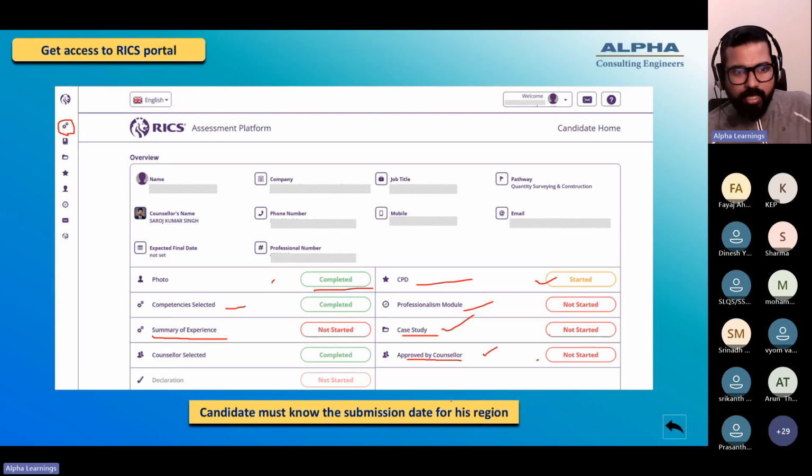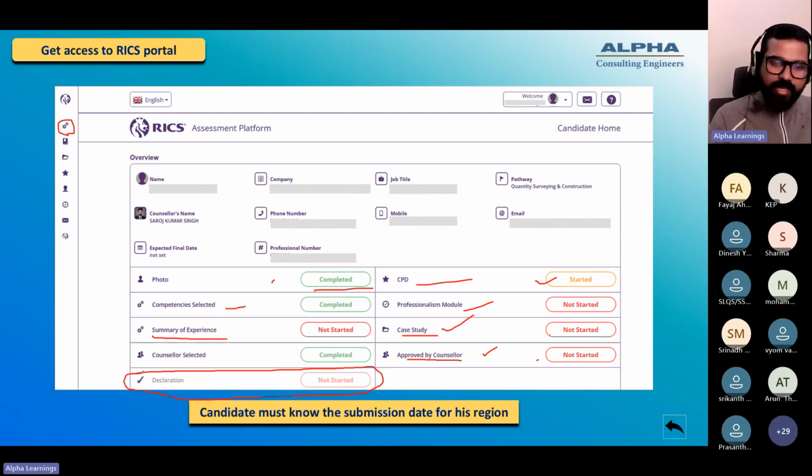Once all these things are done, like photo, CPD, and case study and summary of experience approved by counselor, then you have to do the declaration. This has to be done by the candidate. It is the final thing that you have to do after the counselor has approved your documents. So this is a little bit about the platform, how it looks, and how you have to make the submissions.